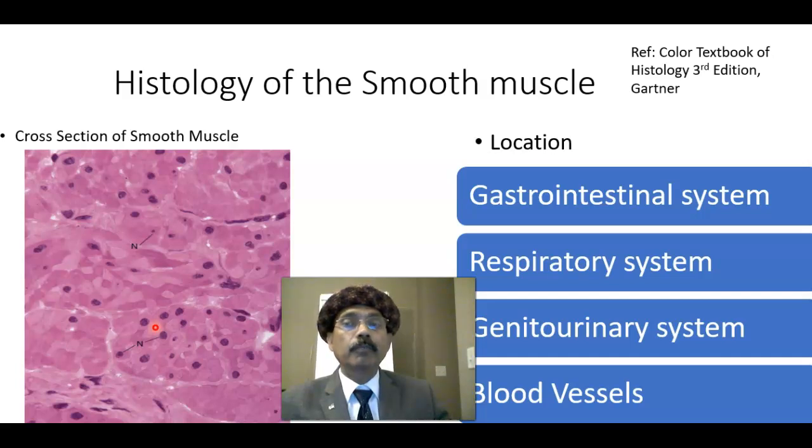So it is a spindle-shaped muscle cell, and the nucleus is located in the center. In a cross section, we may not get the nucleus in all the cells, and we may get only a small part of the nucleus if the section goes through the periphery of the spindle.